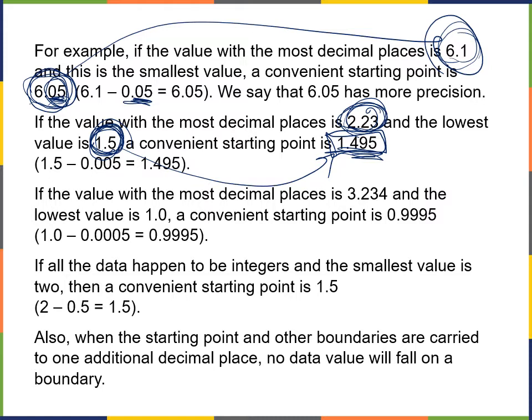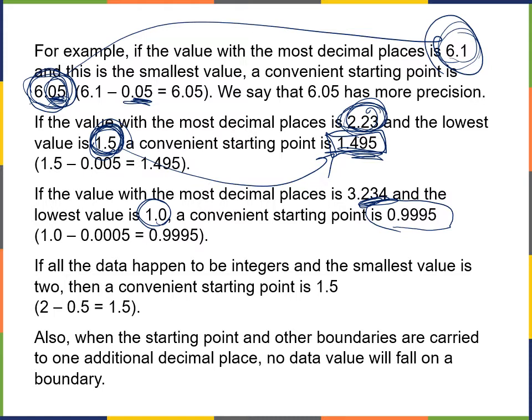And more examples, all the same. Let's say you have a 3 decimal place data value that has the most decimal places. So maybe you want 4 decimal places as your starting point. Your lowest data value happens to be 1, so we want to go just below that. So let's say maybe 0.9995. That would be a good place to start.